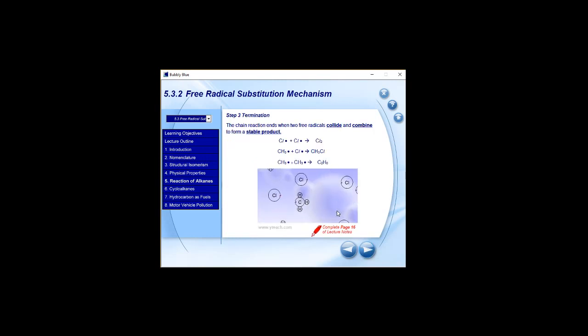Propagation stops when any two radicals collide and combine to give a molecule. This step, named termination, occurs in three possible ways: producing chlorine, chloromethane, or ethane molecules. During this step, all the free radicals are consumed, so the reaction stops.